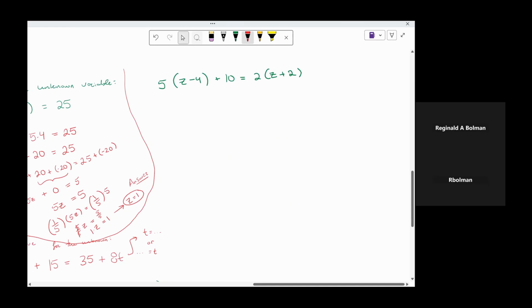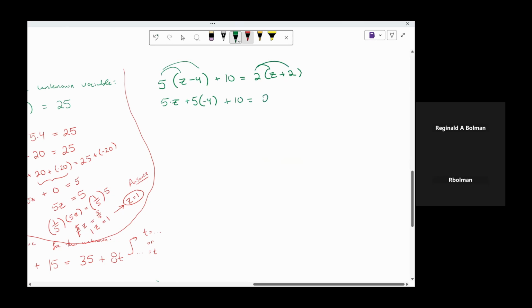How you approach the vast majority of these distribution law problems is you're just going to start by using the distribution law. So you'll do 5 times z plus, now here's the critical part. You want to be careful when you've got some quantity minus something else inside of parentheses. Go ahead and write that quantity as a negative number. So instead of z minus 4, go ahead and write it as z plus a negative 4.